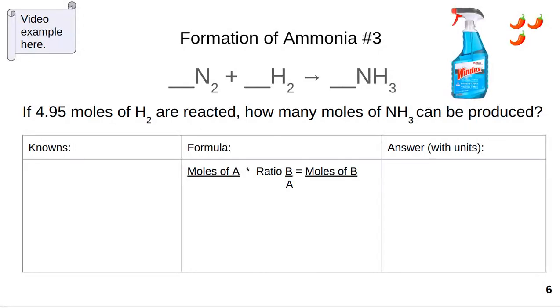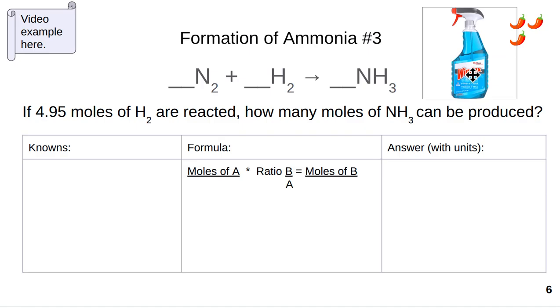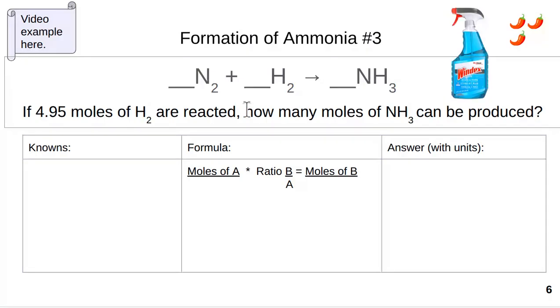The next type of problem that we're going to practice is converting from moles of one substance to moles of a different substance. In order to do this, we will need a balanced equation. So here's the equation for the formation of ammonia, which is one of the main ingredients in Windex. You should have balanced this equation on a previous slide.